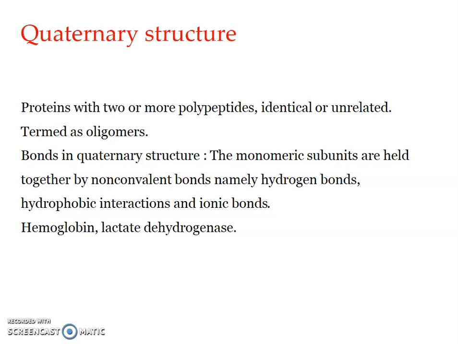Clear? Okay. Now, what are the bonds that are found in quaternary structure that stabilize the structure? The monomeric subunits are held together by non-covalent bonds, namely hydrogen bonds, hydrophobic interactions, and ionic bonds. Whenever we are speaking about all these bonds, we have to keep in mind that when you are asked to write the bonds found in a particular structure or particular level of protein conformation, you have to include peptide bonds everywhere. Okay, so basically there are peptide bonds everywhere, but apart from the peptide bonds, we are mentioning hydrogen bonds, hydrophobic interactions, and ionic bonds present in the quaternary structure. Okay, typical examples are hemoglobin, lactate dehydrogenase, etc.